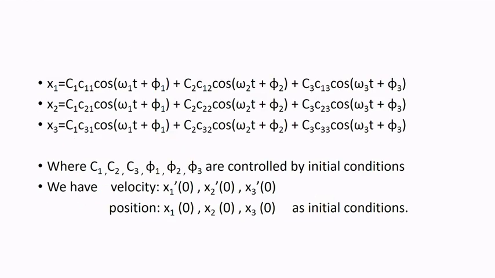From the result we have calculated, the function should be in this form, with constants c1, c2, c3, and phases phi1, phi2, phi3, determined by initial position and velocity. It's a second-order differential equation with three variables, so there are 6 constants for 6 initial conditions.